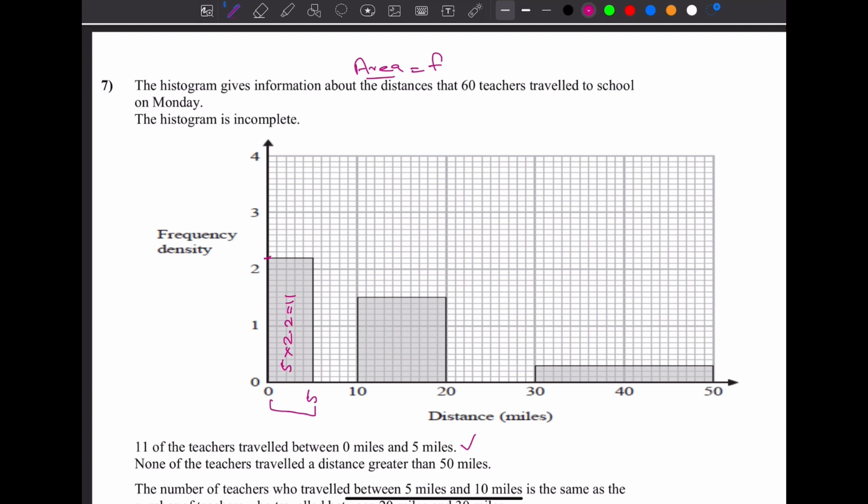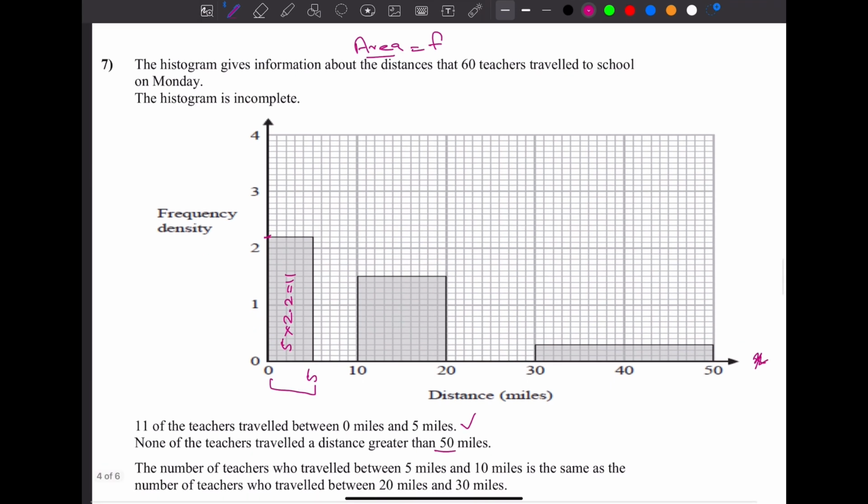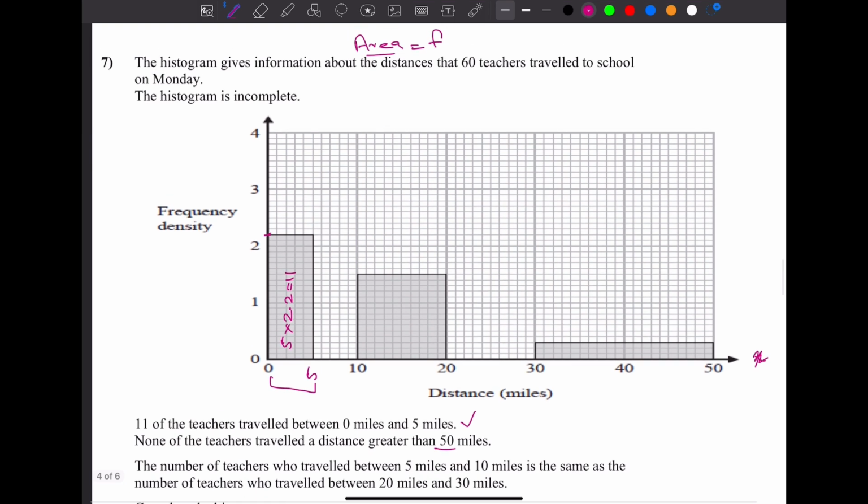Anyway, they said it. There's no one greater than 50. I can't find anything greater than 50, so no point on that one. The number of teachers who travel between 5 and 10 miles is the same as between 20 and 30 miles. Okay, cool, why not? There are 60 teachers in total. Let's try this now. 10 to 20, how much is that? 10 times how far does it go? 1.5, which makes it 15.